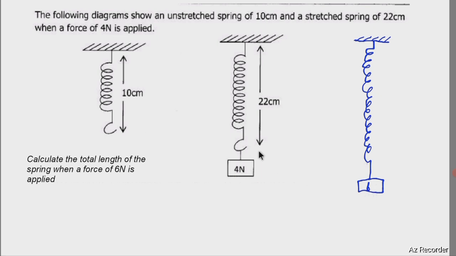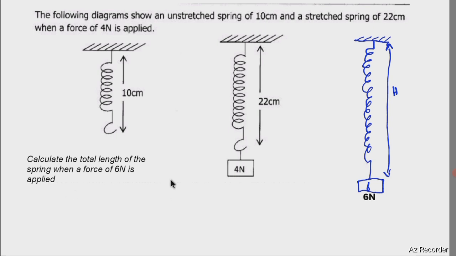So 6 Newton. Now what will be the total? We are just trying to find the length now, the total length from here all the way up to here. So we want to find the length now, from here up to there. We are just going to call it h. Okay, it's the height.